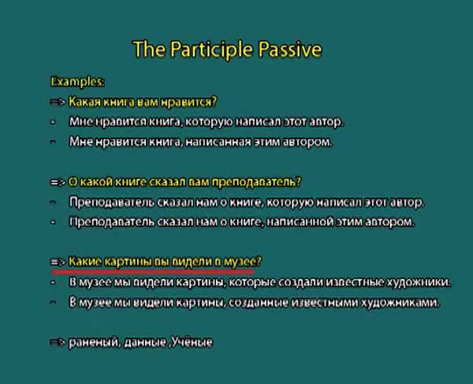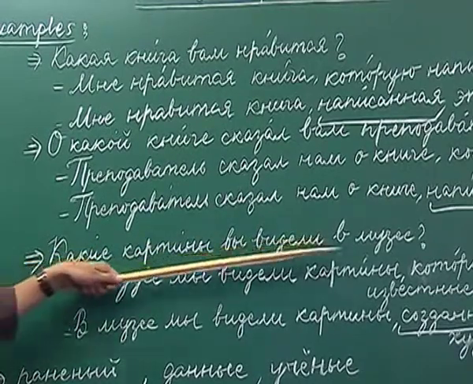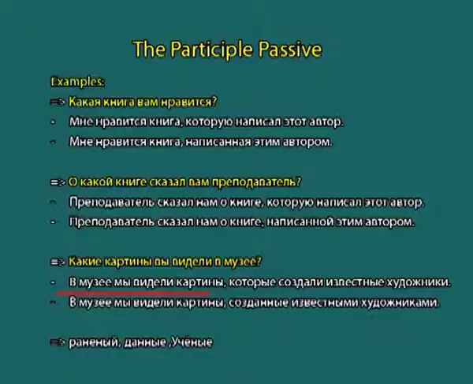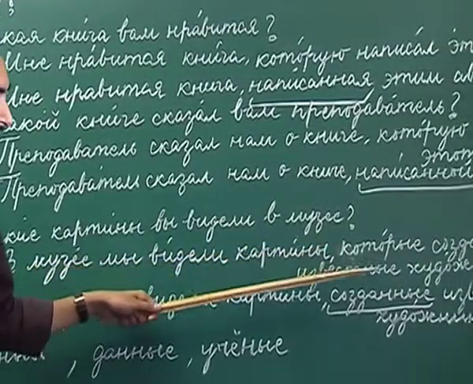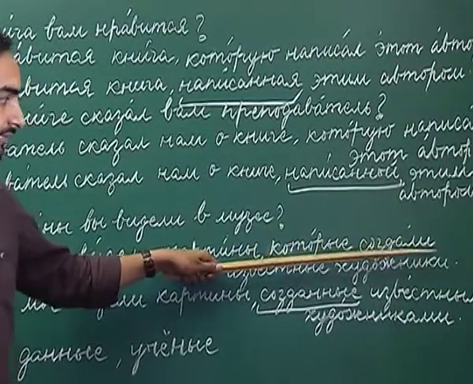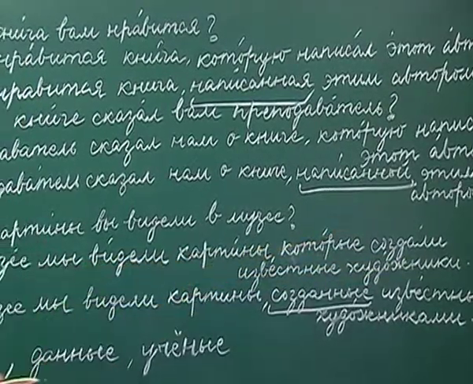The next example is "Kakiye karchini vijalif muzee?" So, which pictures did you see at the museum? "Muzee mi vijali karchini katoriye sazdali izvesniye khudoshniki." So, at the museum we saw the pictures which were made by the famous painters.